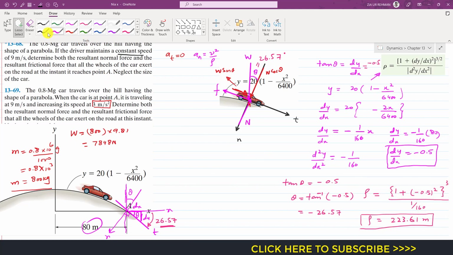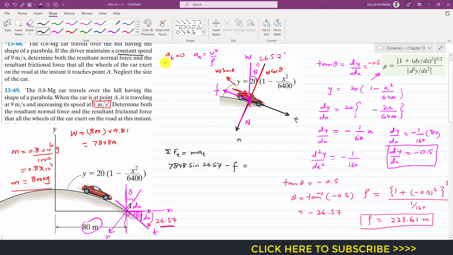So if I apply the summation of forces along the tangential axis, that will be equal to m a_t. Now, as we can see, the sine component of the weight is acting in the positive tangential direction. So the weight is 7848, so I will write 7848 sine of theta, and theta is 26.57, minus this friction force, which is acting in the negative tangential direction. So this will be equal to mass times the tangential acceleration.